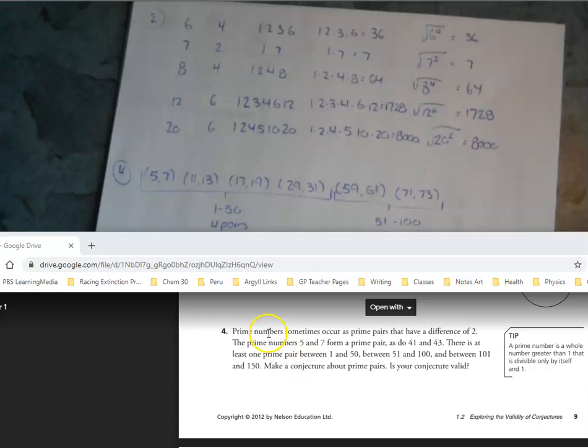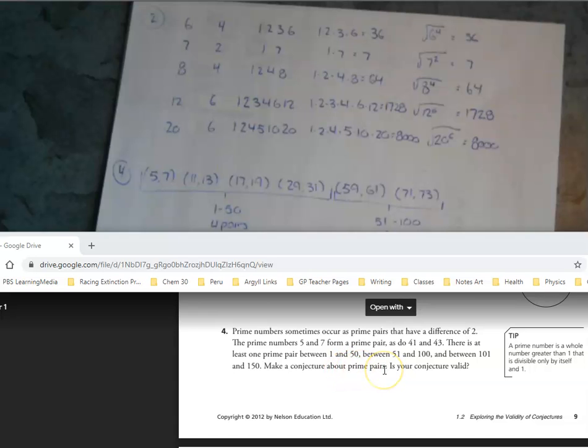So number 4 says prime numbers sometimes occur as prime pairs that have a difference of 2. A prime number, like it says here, is a whole number that's greater than 1 and is divisible only by 1 and itself. So basically we have 5 and 7, right? They're 2 apart and they're prime numbers. Then we have 41 and 43, and it says there is at least one prime pair between 1 and 50, 51 and 100, 101 and 150. Make a conjecture about prime pairs.